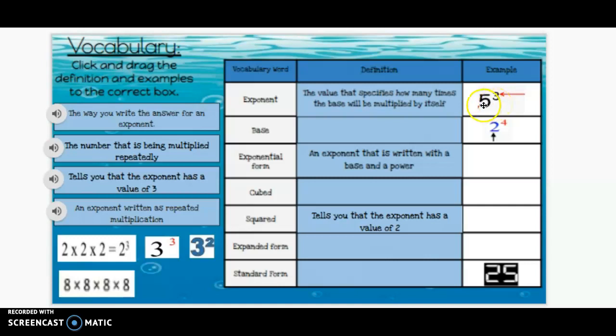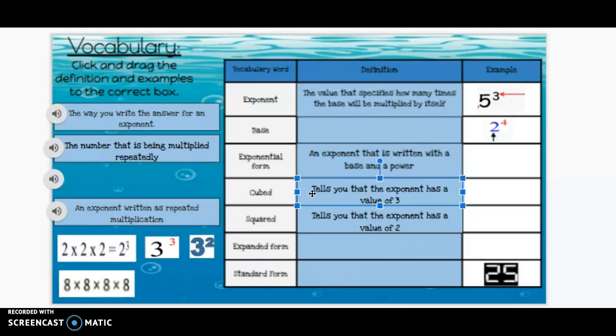When we say 5 cubed, I'm going to be jumping around on this board just because of cubed. If we look at 5 cubed, that means that our exponent is represented by a 3. So we're looking for the definition for cubed, which is right here. We're trying to find which definition tells us that the exponent has a value of 3. And if we look here, it says tells you that the exponent has a value of 3. So you're going to click and drag that to the definition of cubed.